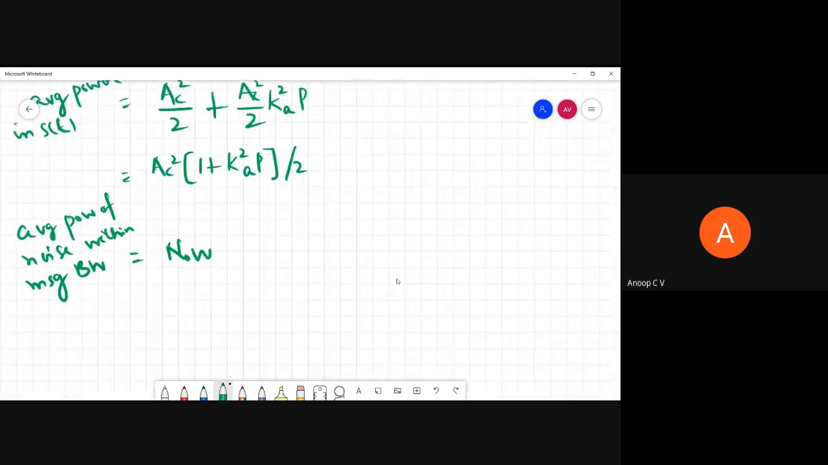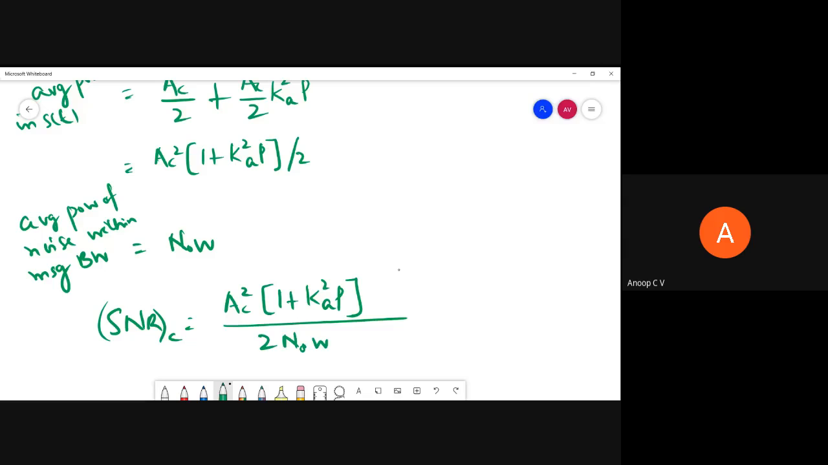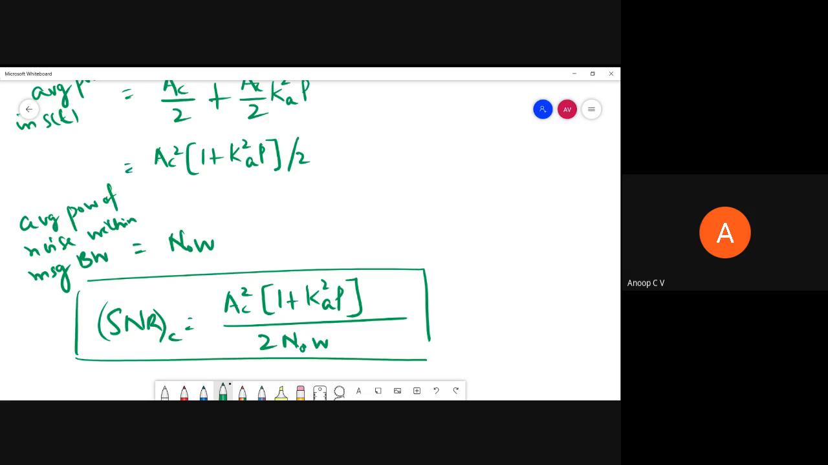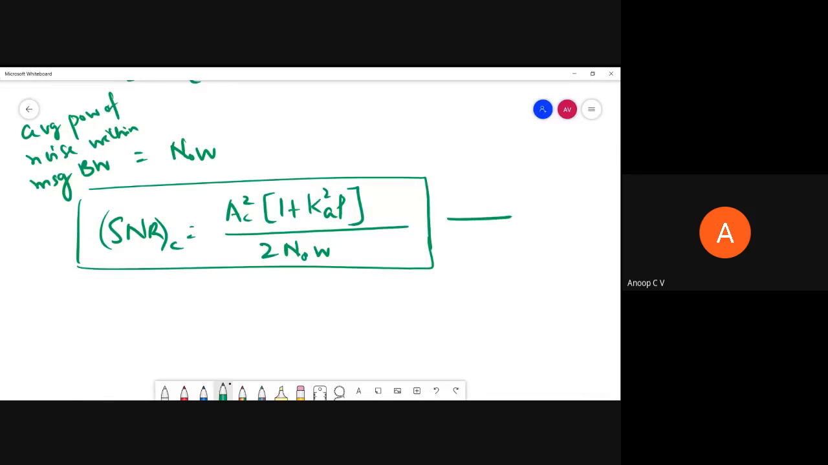So what is the SNRC? The channel SNR is equal to AC square into 1 plus Ka square P. This 2 will come to the denominator, times 2 n0 W. So this is the channel SNR in the case of standard AM. We'll keep it here. Maybe I'll call it equation number 1.